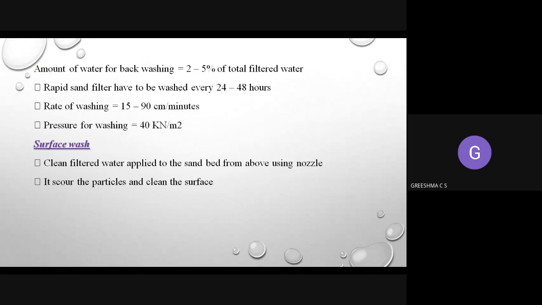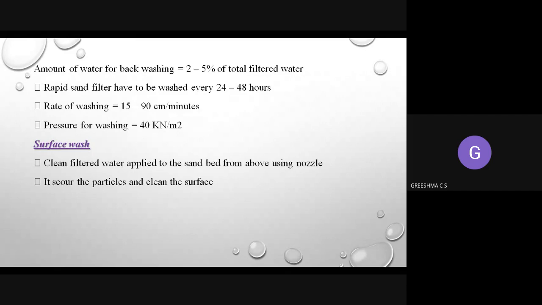Now we'll continue with the backwashing. The amount of water to be backwashed is 2 to 5% of the total filtered water. For example, if we are filtering 1,000 liters of water, then 2 to 5% of that filtered water will be channeled back for the backwashing.